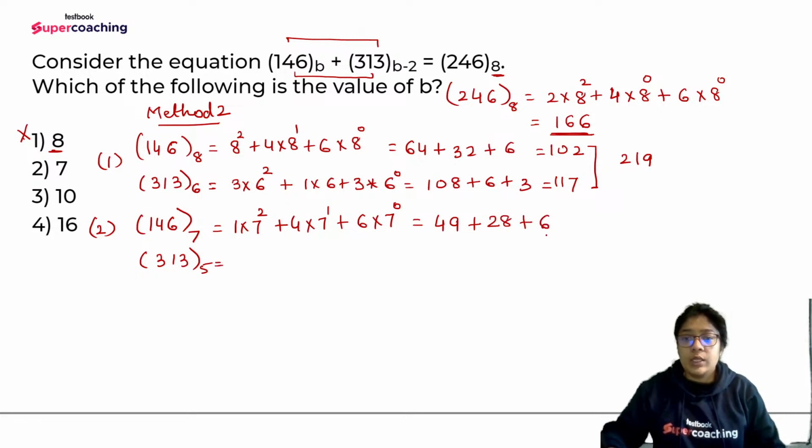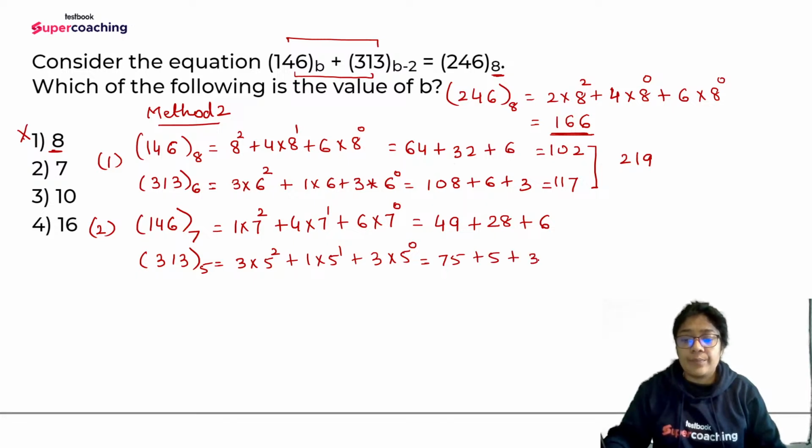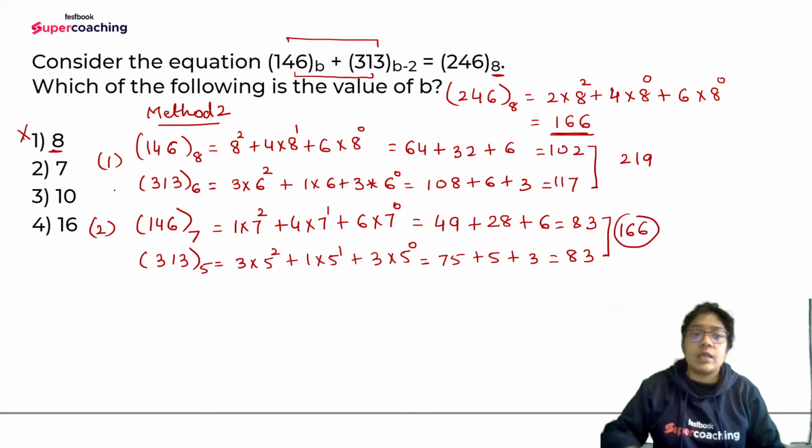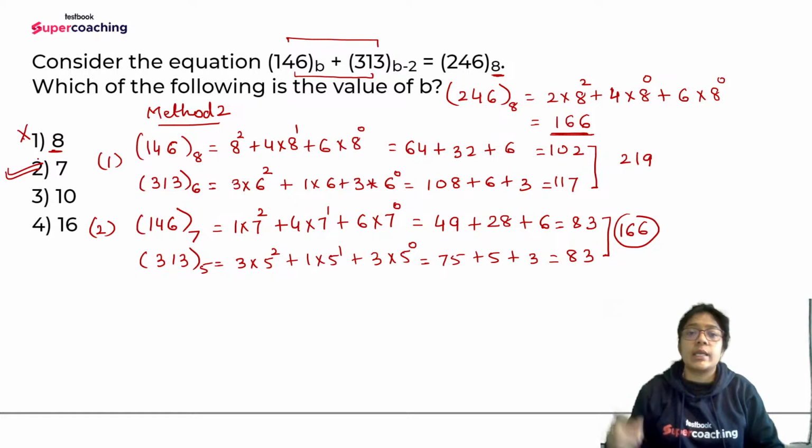Similarly, here we'll get 3 into 5 square plus 1 into 5 raised to power 1 plus 3 into 5 raised to power 0. This comes out to be 25 into 3 is 75 plus 5 plus 3. This comes out to be 83, and this is also 83. Take the sum. So this comes out to be 166, and that is the expected answer. So option 2 is the correct answer.